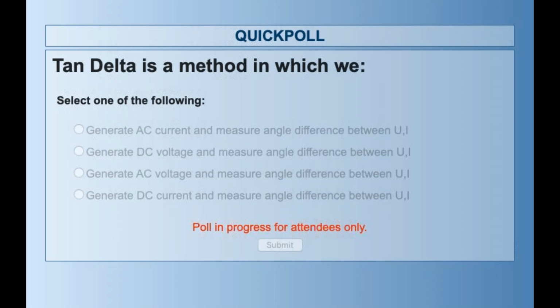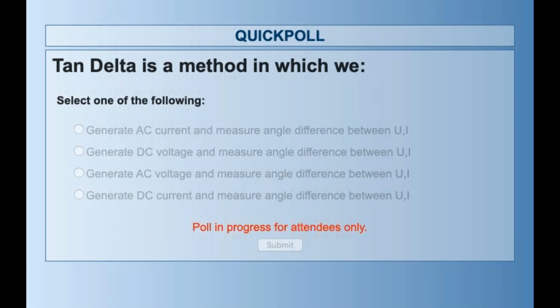What is the value of tan delta acceptable for a distribution transformer? Well, I would say even up to 2%, but not more than that, depending on the voltage. A distribution transformer can be 10 kilovolts, but it can also be 60 kilovolts. So the higher the voltage, the lower the tan delta should be.